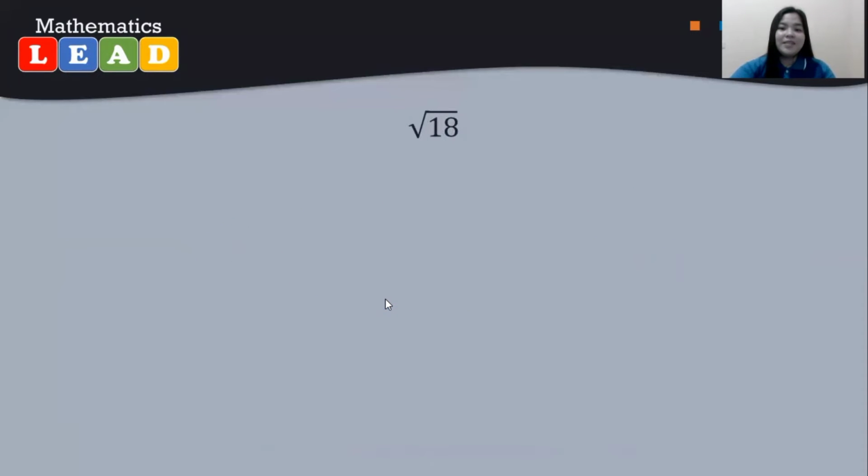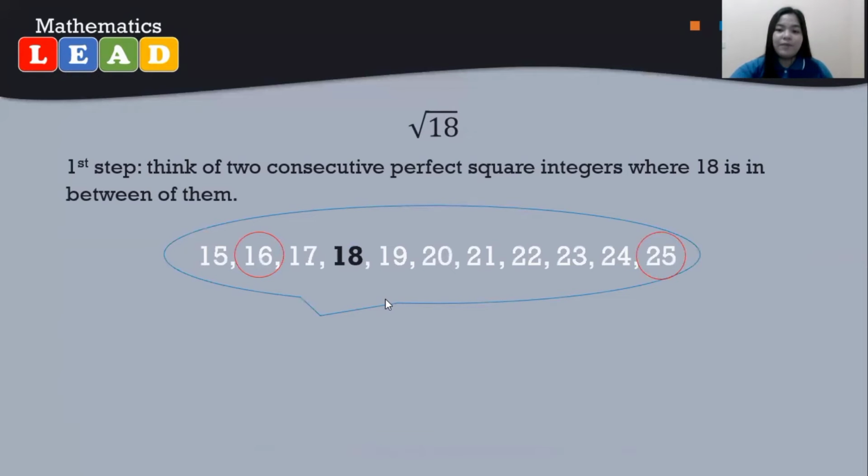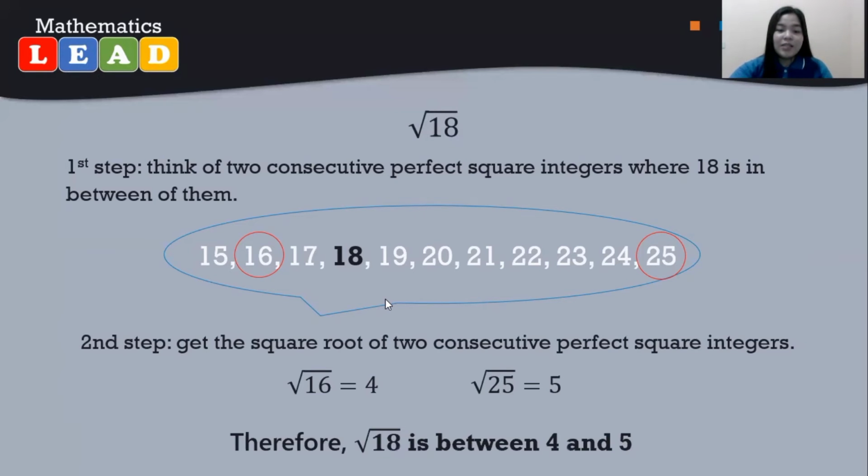Square root of 18. If we have a square root of 18, again, we need to think of two perfect square integers where 18 is in between them. We can see that it is 16 and 25. Then, we need to do the second step, wherein we need to get the square root of the two consecutive perfect square integers. The square root of 16 is 4 and the square root of 25 is 5. Therefore, the square root of 18 is between 4 and 5. This time, is it clear to you, the process? So let's try another one.